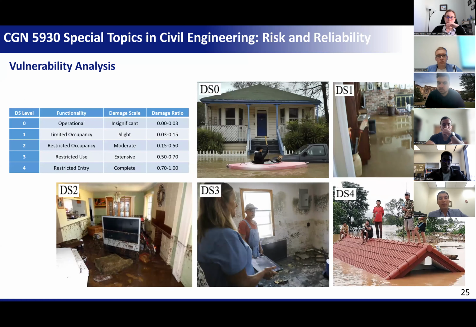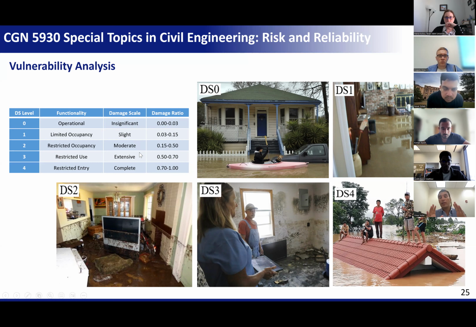So right now we have identified the component vulnerability: the probability of failure for each component at different flood depths. But we need to move from the component level to the building level. So we developed this set of damage states, from damage state 0 to damage state 4. Damage state 0 is insignificant damage, then slight, moderate, extensive, and complete.